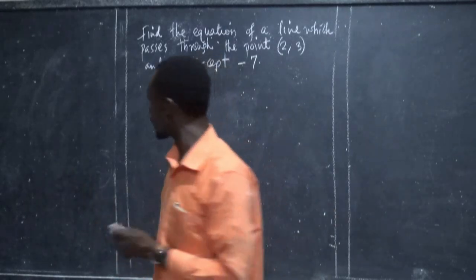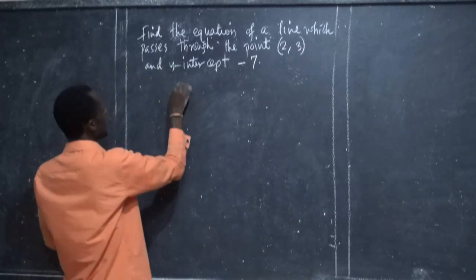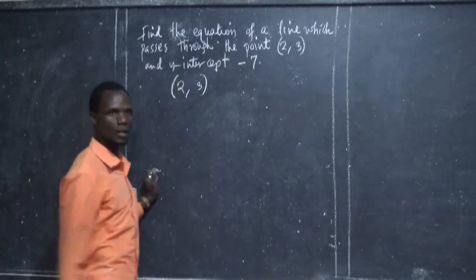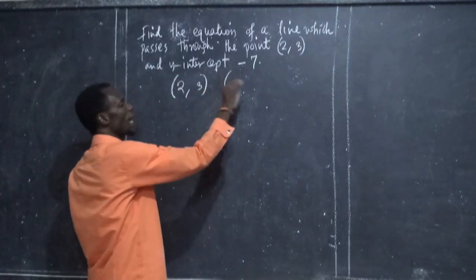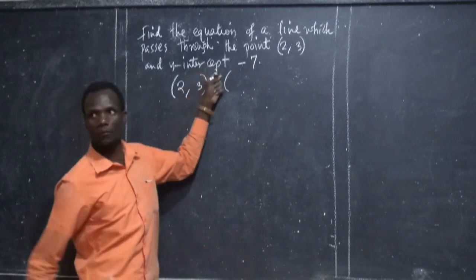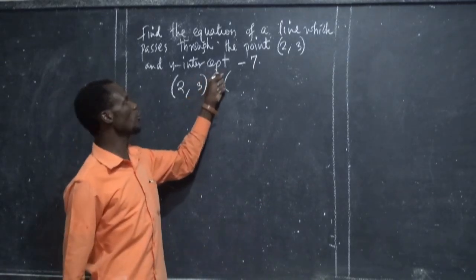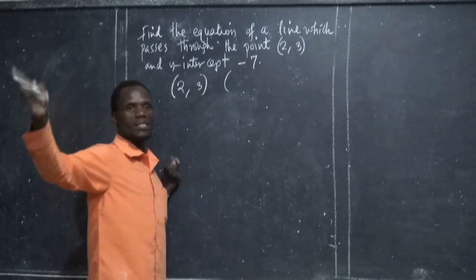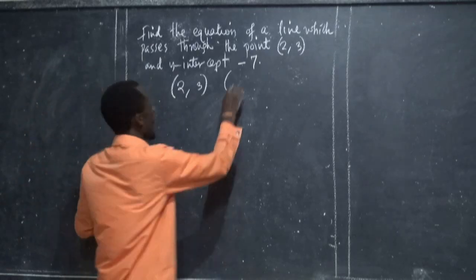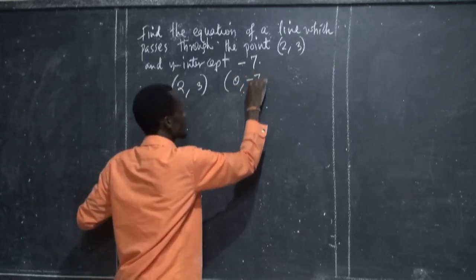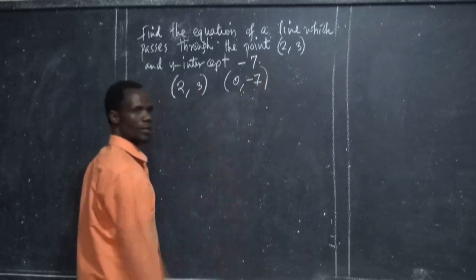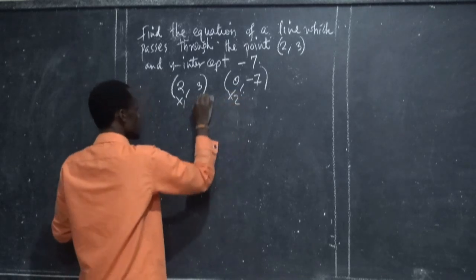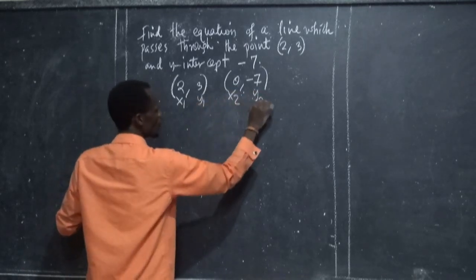Very simple question. Now the point we have is (2, 3). The other point you may get is by using the y-intercept. The y-intercept is obtained when x is equal to what? 0. Now x is 0, y is -7. Now we have 2 points. This is x1, this is x2. This is y1, this is y2.